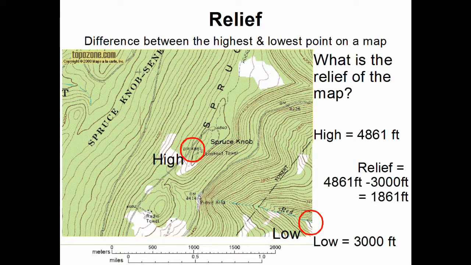Well, what is the relief of the map? 4,861 feet minus 3,000 feet equals 1,861 feet between the highest and the lowest point. That tells me it's a little bit mountainous, and you have to climb a little bit to have an elevation gain of almost 2,000 feet if you want to walk around that area that the map depicts.